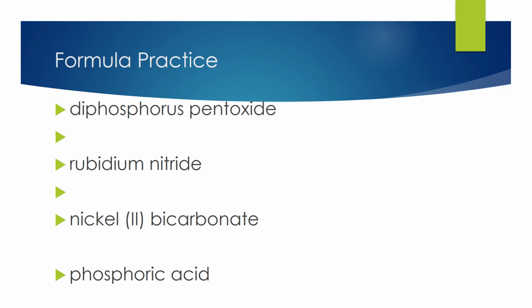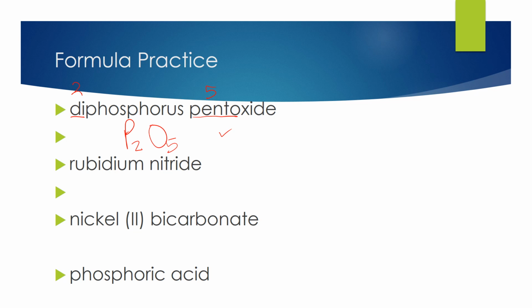All right, diphosphorus pentoxide. This is one that gives us the actual prefixes. So di from the prefix list means 2. Pent means 5. So I have 2 phosphoruses and 5 oxides. Done.